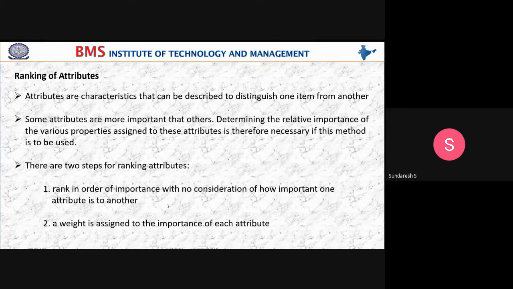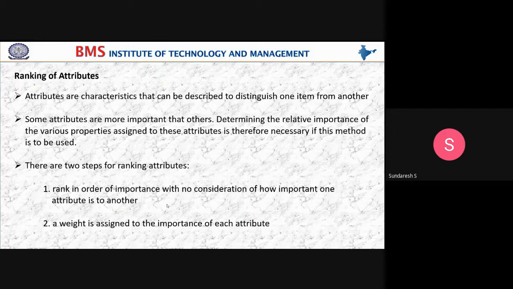So, ranking of attributes. Attributes are the characteristics that can be described to distinguish one item from the other. The word attribute is a very important word here. Attributes are characteristics that can be described to distinguish one item from the other.